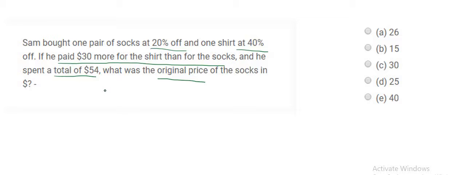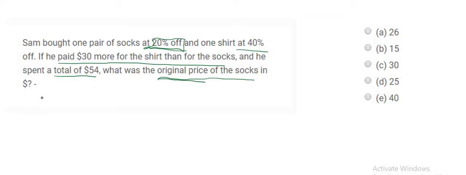So here there is a lot of information, and then there's also a twist in the question. It says the original price of the socks. Now remember that Sam had bought the socks at 20% off. So once we find the price that he had paid, we will have to use this information of 20% off in order to find the original price.